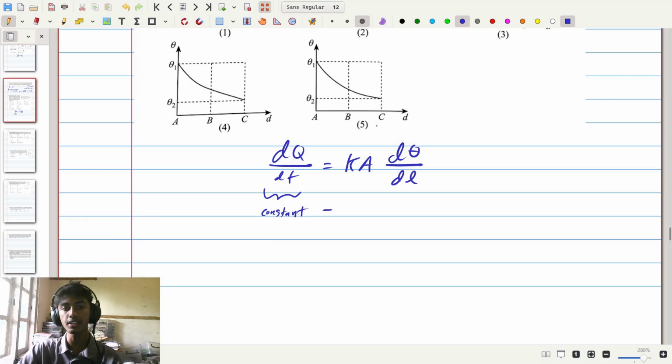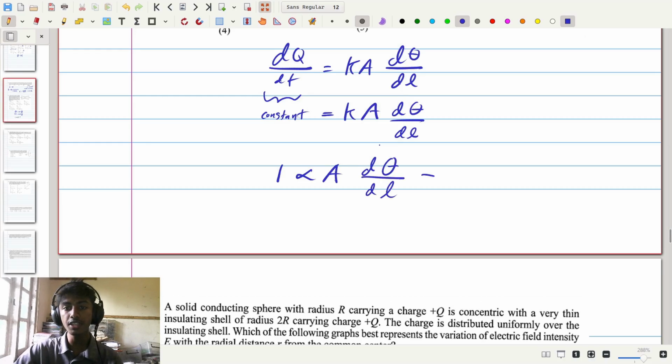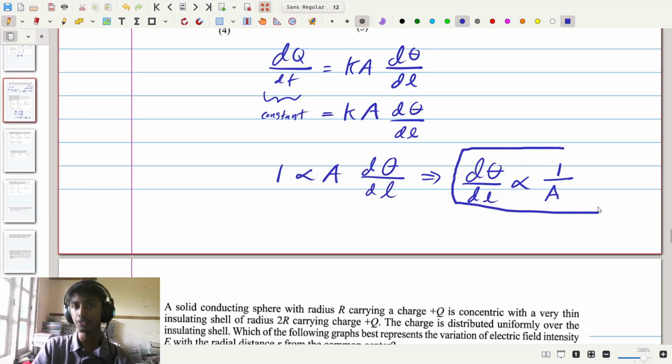Now considering that, if that's a constant, we have a constant equal to K times A times dθ/dl, where K is also constant. Now if we take this equation and convert it into a proportionality, dividing out both of the constants, we get 1 proportional to A times dθ/dl, or conversely if we rearrange this, we get dθ/dl proportional to 1 over A, or inversely proportional to A. So therefore, dθ/dl, the temperature gradient across the given cross-sectional area, is going to be inversely proportional to that given cross-sectional area.